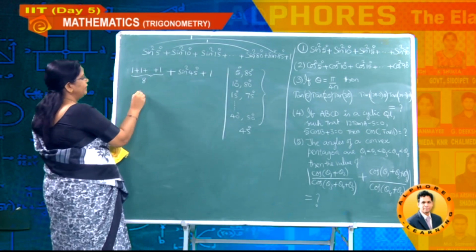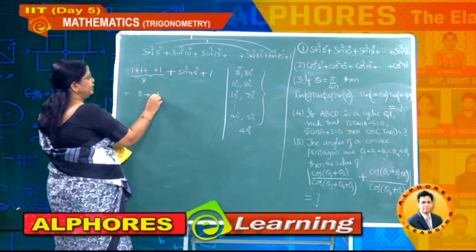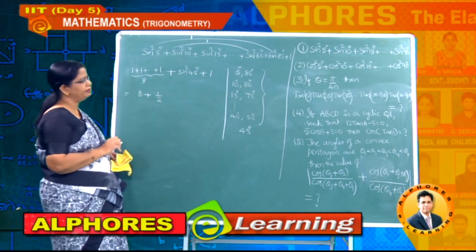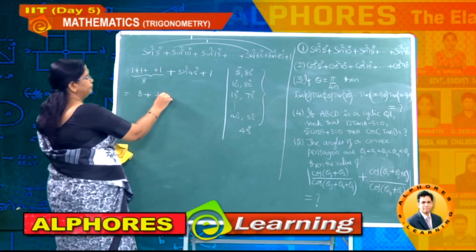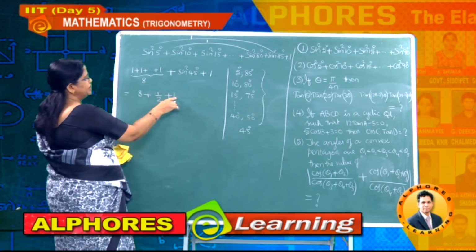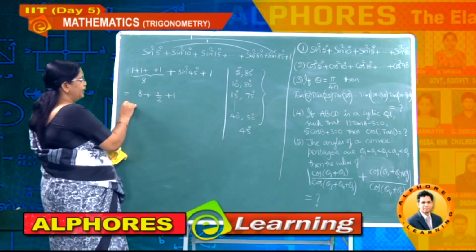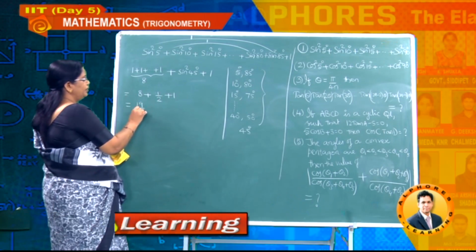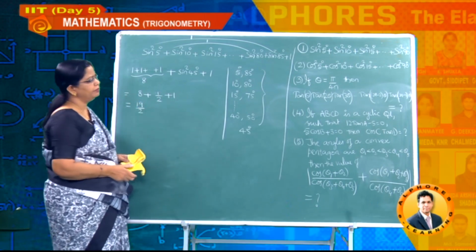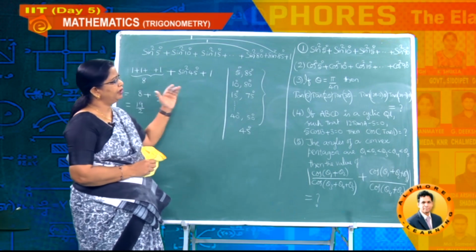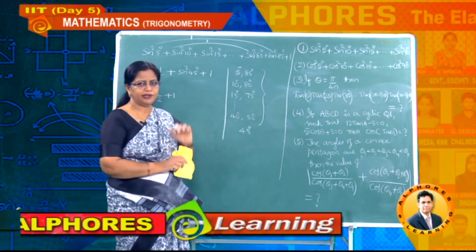Let us simplify. 8 plus sin square 45 means 1 by 2, 1 by root 2 whole square plus 1. Then what is the answer? 9 plus 1 by 2, and hence the answer is 19 by 2. Okay. Now the same problem they asked in cosine.